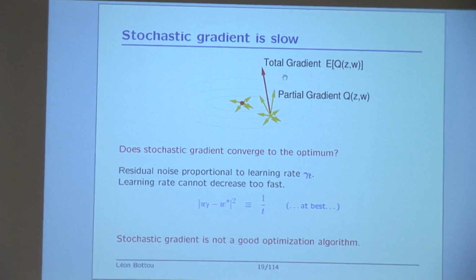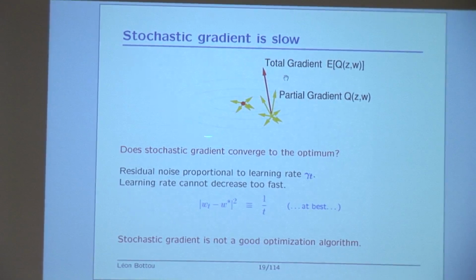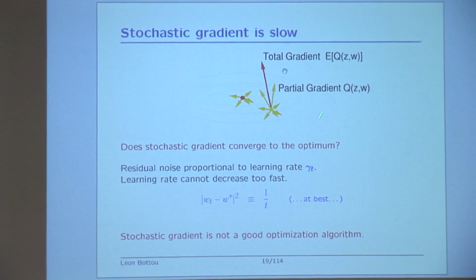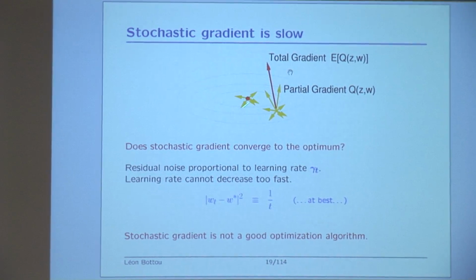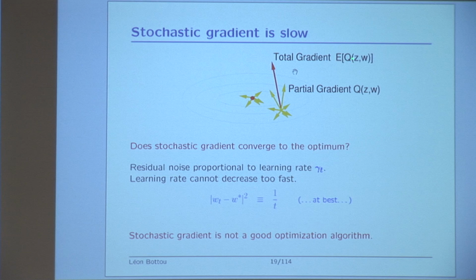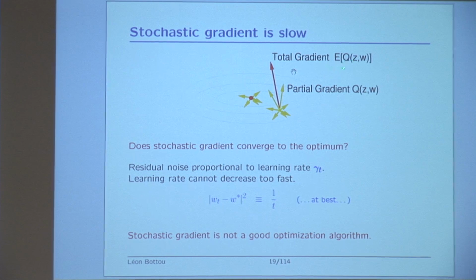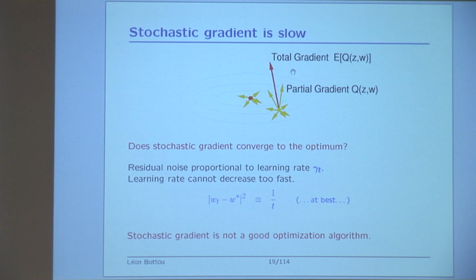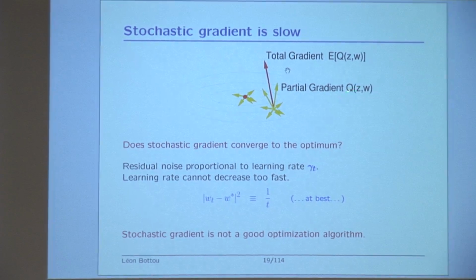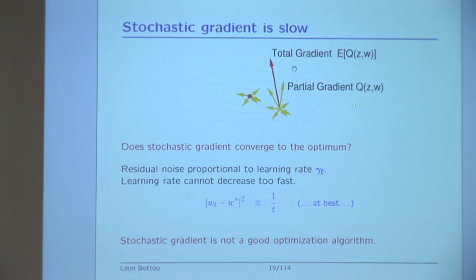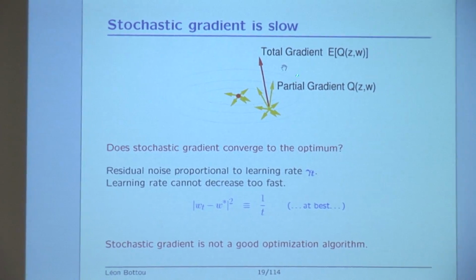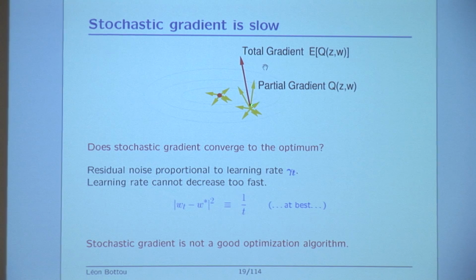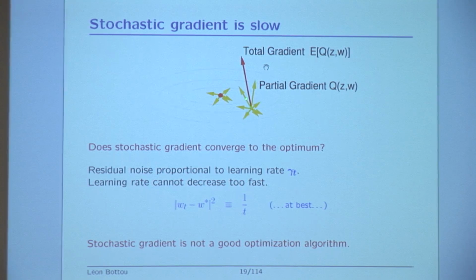I don't know if you see the ellipsoids there. So I assume I have a cost function, and these are the level curves. I have a total gradient, which is the true gradient, which is the expectation of, actually I should say the derivative of Q, and the partial gradients, which are the gradients of Q. And the expectation of the partial gradients is the total gradient. So if I'm off the minimum, I can move in any of these yellow directions with the idea that on average I'm going to do the red move.